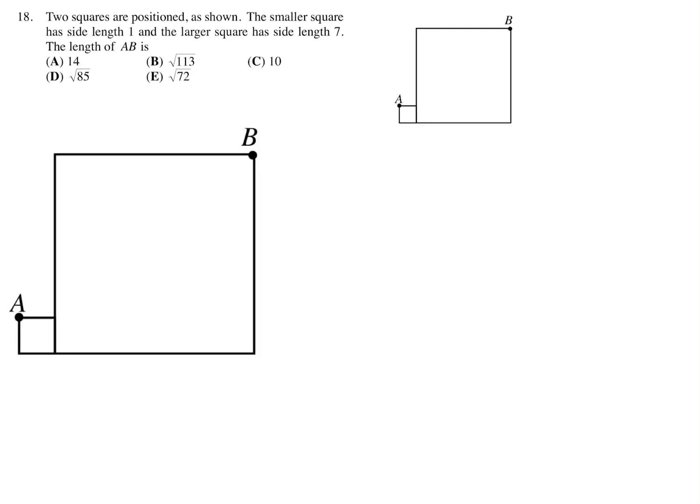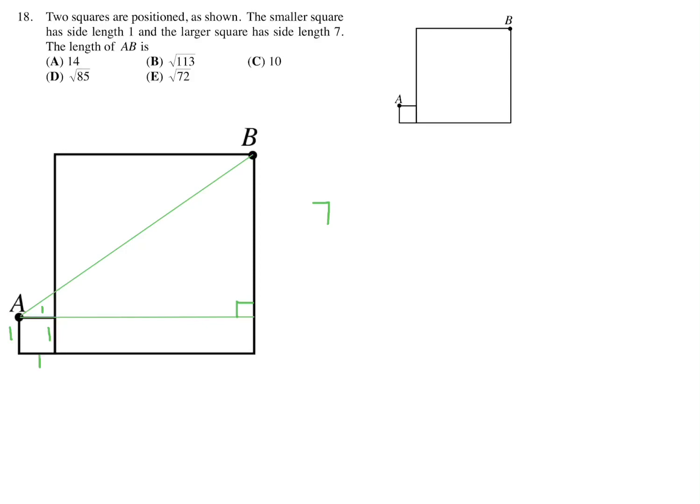So first let's draw a line from A to B, because that is what they want us to figure out. And I will draw a line from A to this end, and therefore I hope you can see that that becomes a right triangle. And if we can find the dimensions, we can use Pythagoras to figure out the length of AB. So the larger square has size 7, and the smaller square has size 1, like that.